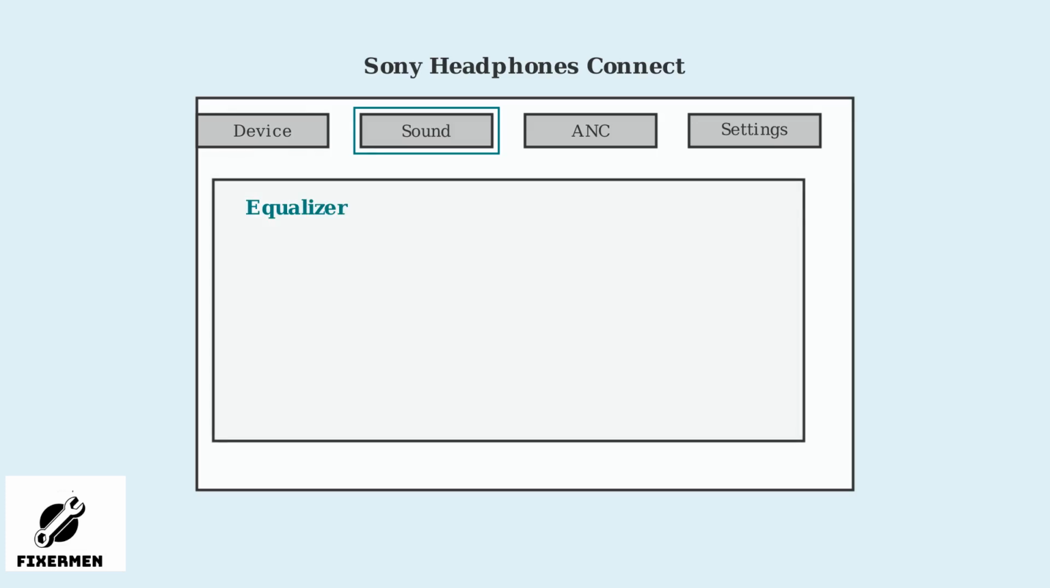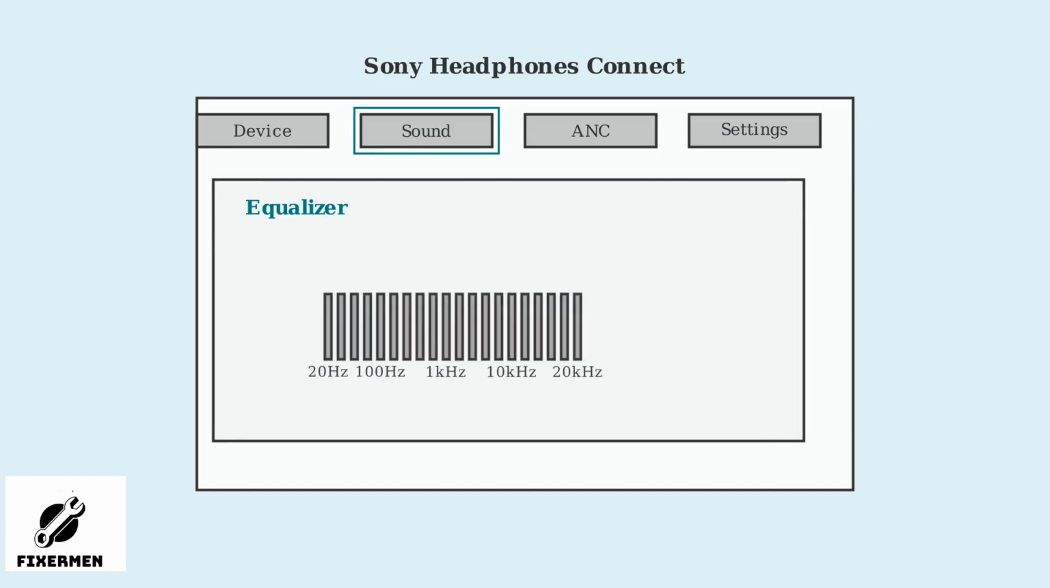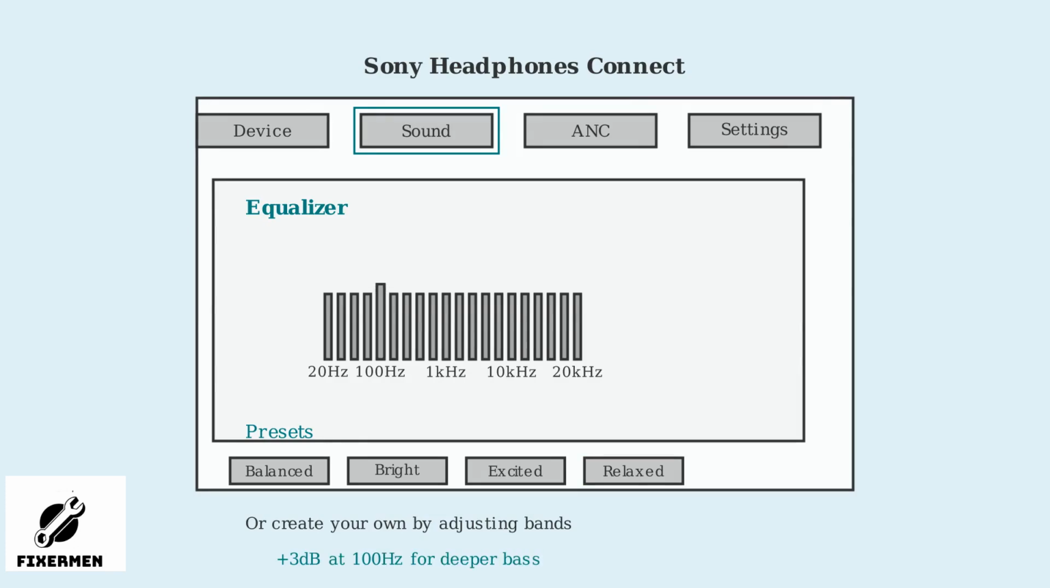To customize your sound, open the Sony Headphones Connect app and navigate to the Sound tab. Here you'll find the Equalizer section. The equalizer offers a 20-band slider, allowing precise adjustments across the frequency range from 20 Hz to 20 kHz. You can choose from presets like bright for vocals, excited for energetic music, or relaxed for ambient listening. Alternatively, create your own custom settings. Small adjustments, such as increasing by 3 dB at 100 Hz, can significantly enhance bass depth. Start with the balanced preset and fine-tune based on your listening preferences and the type of audio you're enjoying.